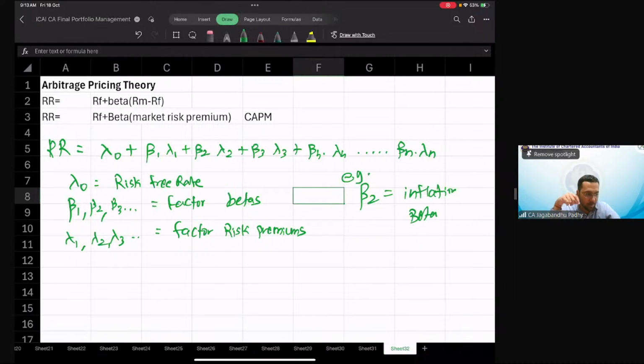even if you try to implement it, knowing exactly what the risk premium is is hard. We can get the betas easily: beta 1, beta 2, beta 3. But calculating the risk premium is where the real challenge lies. Like in case of CAPM, we said that the risk premium is simply RM minus RF. But that's not the case in APT, guys, arbitrage pricing theory.